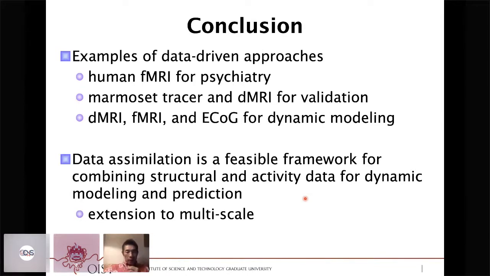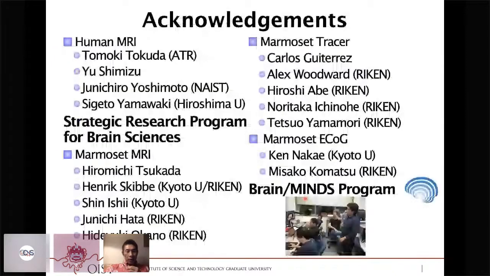Currently we are working on only a single level, and extending it to a multi-scale is a very interesting future work. Okay, so thank you very much for your attention. And this is based on the collaboration and the Strategic Research Program for Brain Sciences and the Brain/MINDS program. Thank you very much.